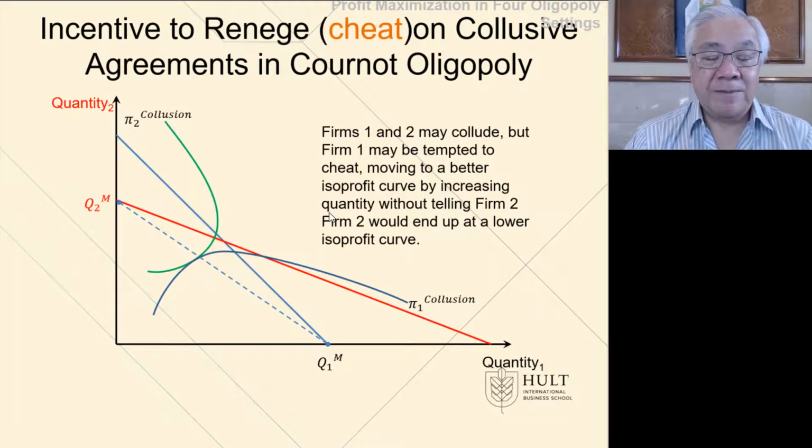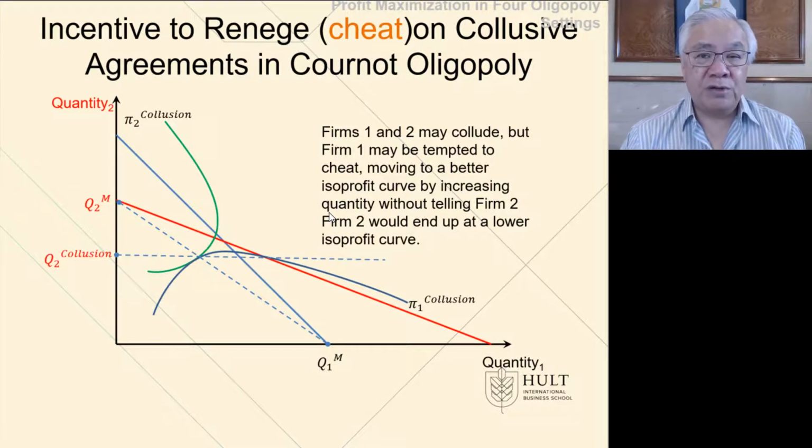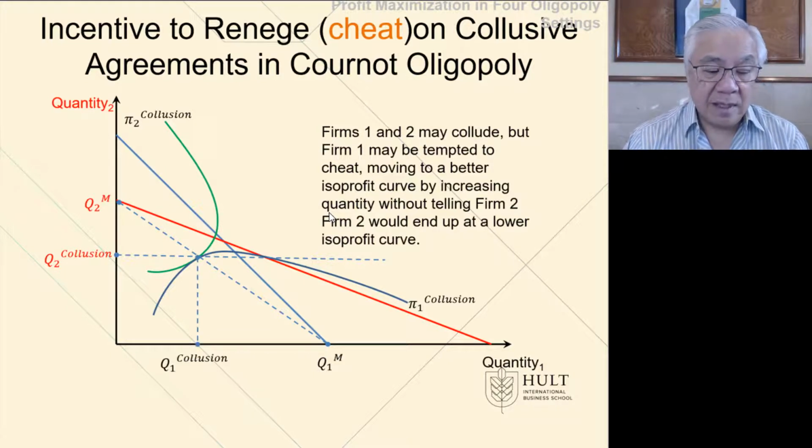Now, there's a problem here. The problem is that firms have an incentive to cheat. In that condition, you make an agreement and then you immediately cheat on the agreement, to your specific advantage and at the expense of the other party. Let's look at how that works. So let's have Q2 collusion. And at that number, firm 1 could do something a little sneaky. What they could do is cheat.